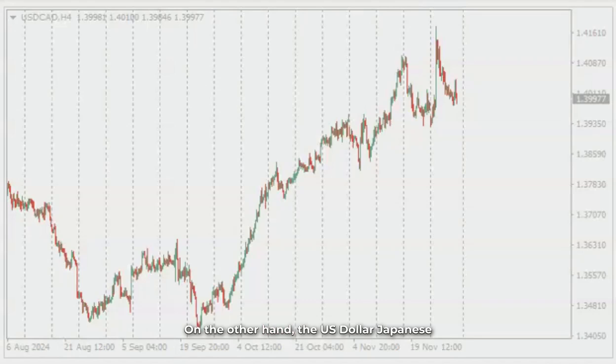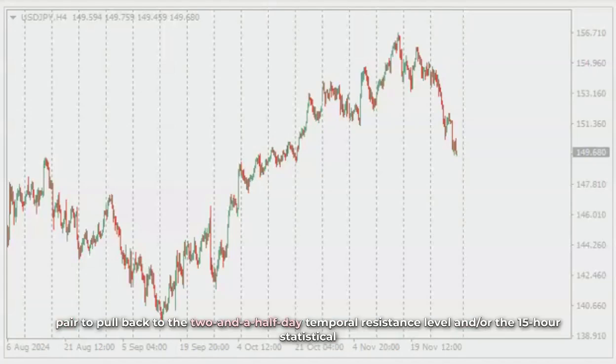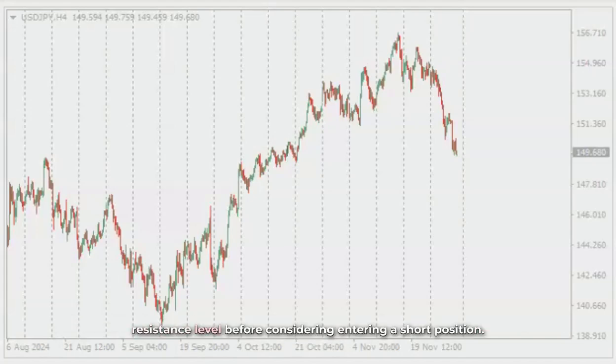On the other hand, the US dollar Japanese yen turned wholesale bearish last week and is presently sitting on monumental 4-day support. Duckworth is therefore going to have to wait for the pair to pull back to the 2 and a half-day temporal resistance level or the 15-hour statistical resistance level before considering entering a short position.